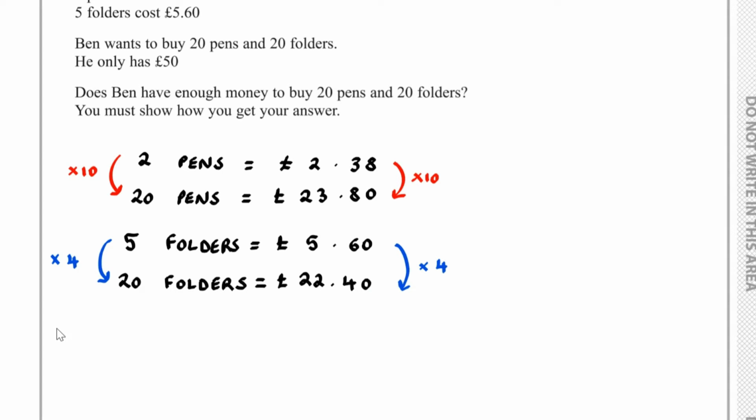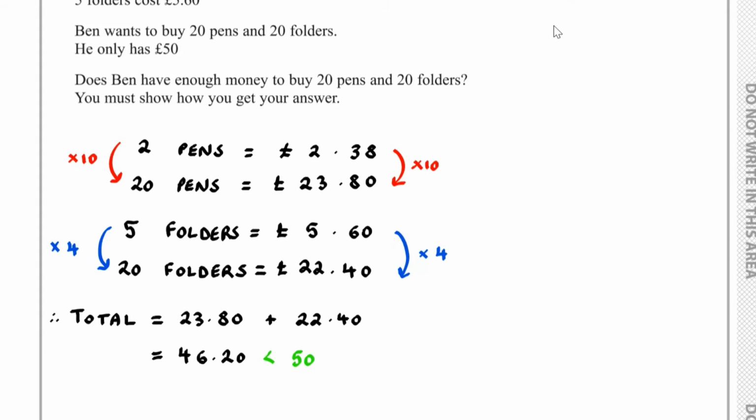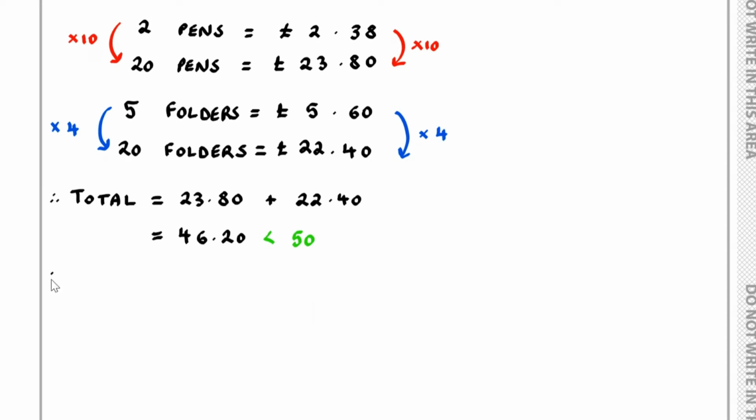And therefore, the total cost, we've got £23.80 plus £22.40. So if we work this out, it turns out we get £46.20, and this is less than the £50 available. So does he have enough money? We can therefore conclude that he has enough money.